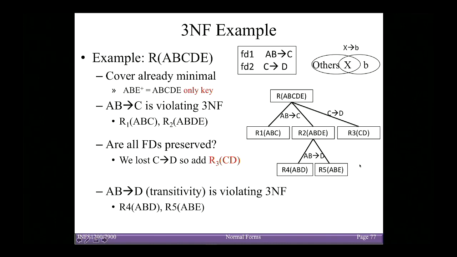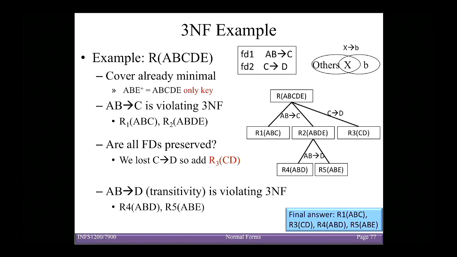If you look at AB determines D, AB gives you C, and C gives you D. Therefore, you've got this implicit functional dependency where AB determines D, right? If you look at that, it's violating 3NF. AB is not a key, and D is not a prime attribute. Therefore, I need to further decompose to R4 and R5, and this will be my final answer.